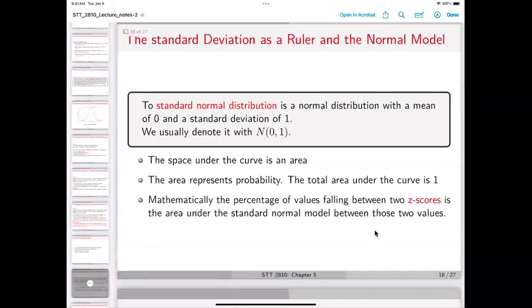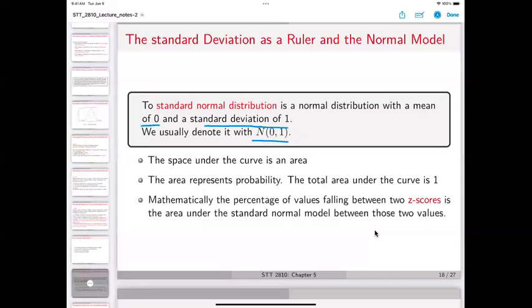So we all know that a normal distribution is symmetric. The standard normal distribution is a special case of the normal distribution. Anytime we have a standard normal distribution, it means that it's a normal distribution that has a mean of 0 and a standard deviation of 1. And so we usually denote that by N(0, 1), where the N stands for normal distribution, the 0 stands for the mean, and the 1 stands for the standard deviation.